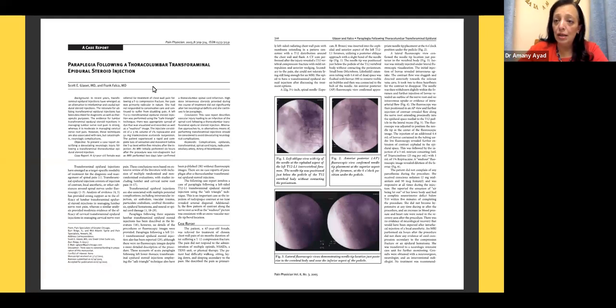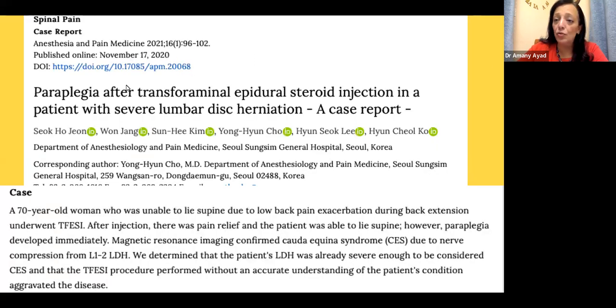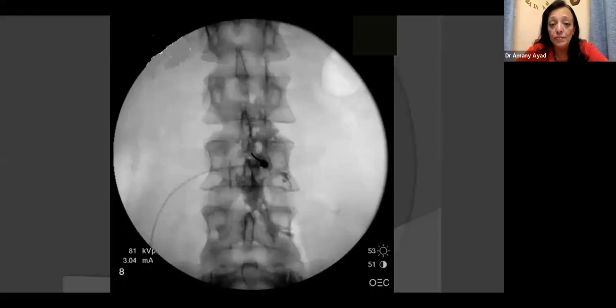So there were very few cases accumulating, but 2 years ago we had another very interesting, but actually bad, case report about a paraplegia after transforaminal epidural injection in a patient with severe lumbar disc herniation. And by the way, when I revised this case report, I found that the patient was very old, and what happened here was cauda equina, which is very strange. However, you have to be cautious because it might happen even at a low level, not only L1, L2.